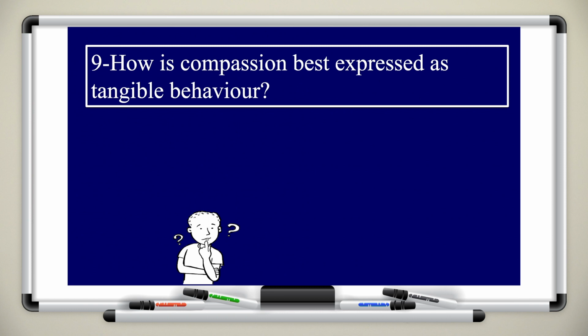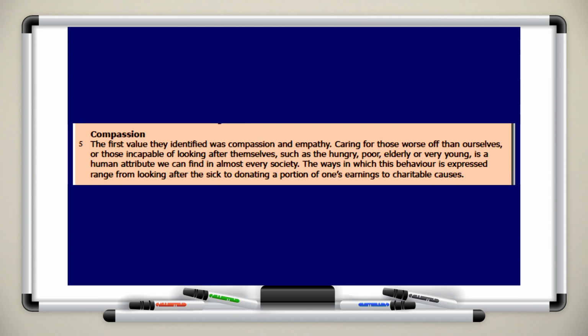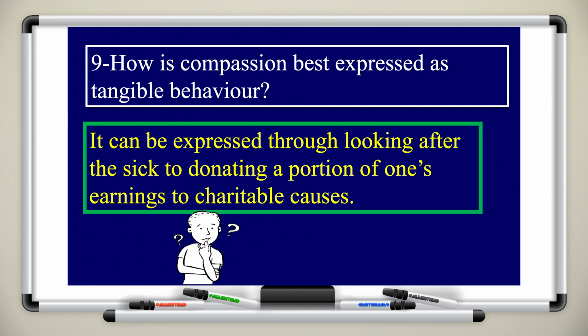Question 9. How is compassion best expressed as tangible behavior? I go to the paragraph that has the title, Compassion, and I start skimming through the paragraph. You will find that it can be expressed through looking after the sick to donating a portion of one's earnings to charitable causes. This was the reading comprehension. Always remember, we read the questions, multiple choice and productive questions, and then we go back to read the paragraphs.